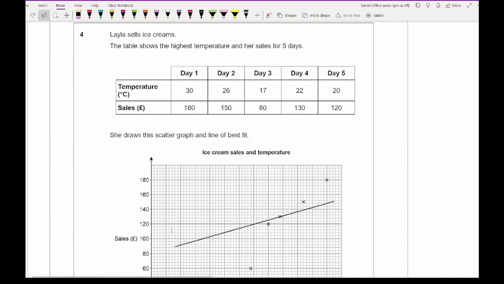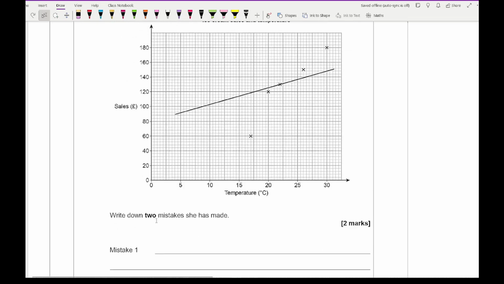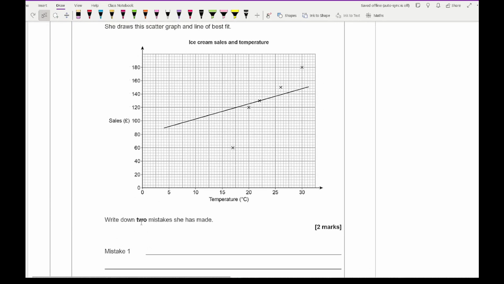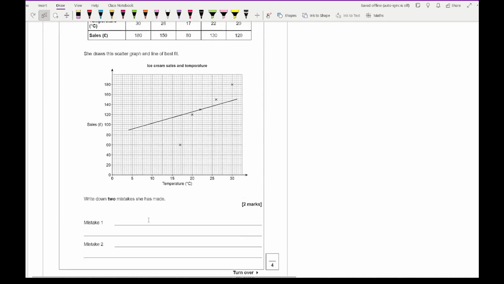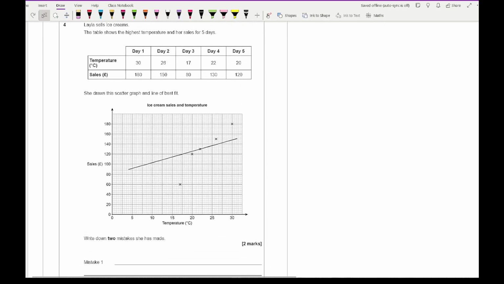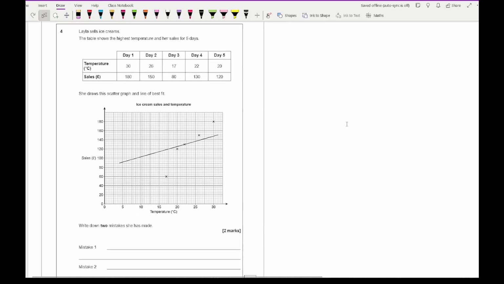Then for question 4, it says Layla sells ice creams. The table shows the highest temperature and the sales for the 5 days, and it says she draws a scatter graph and a line of best fit, and it says write down 2 mistakes that she has made. So if I just zoom out a little bit so we can see the table and the graph in all its entirety, and like so.